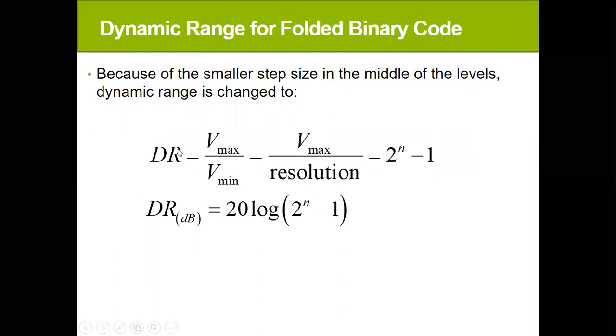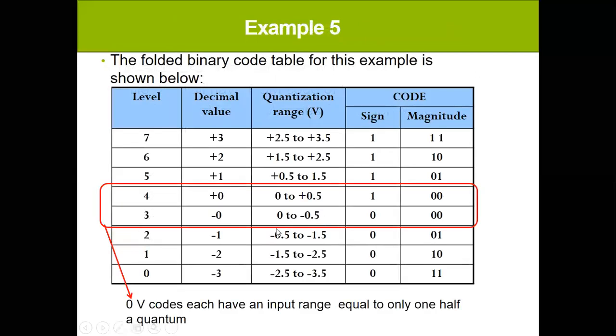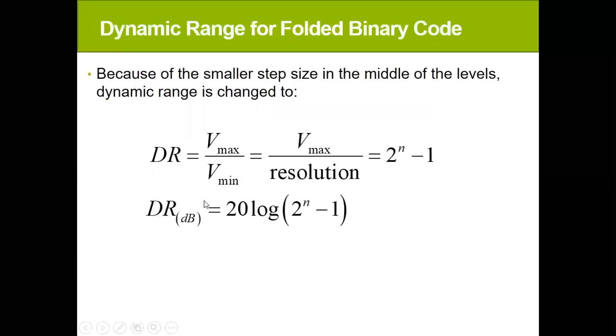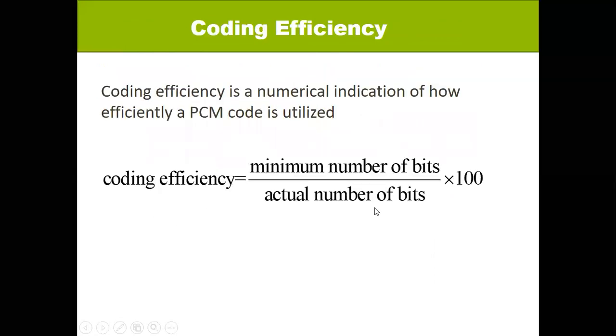So for folded, VR equals, again, the definition is the same, Vmax by Vmin, Vmax by resolution. But before it was 2 to the power n, for folded it is 2 to the power n minus 1, because 2 to the power n levels represent the same quantization level 0. Okay, that's why. So in dB, 20 log of 2 to the power n minus 1.